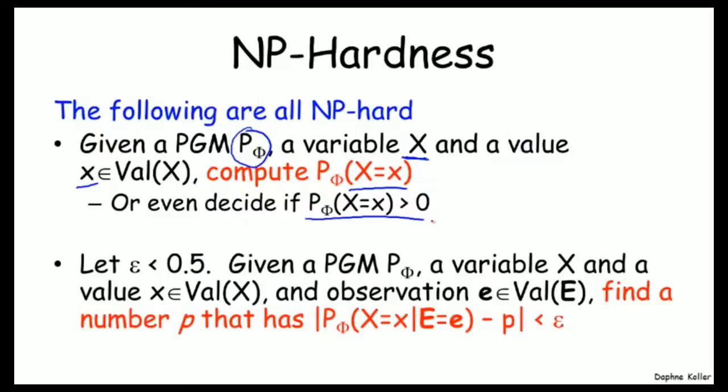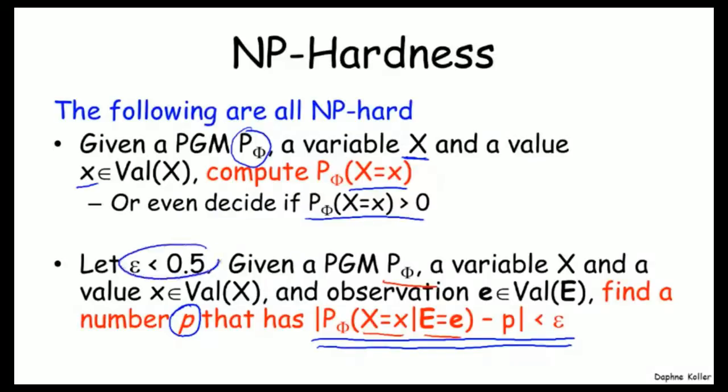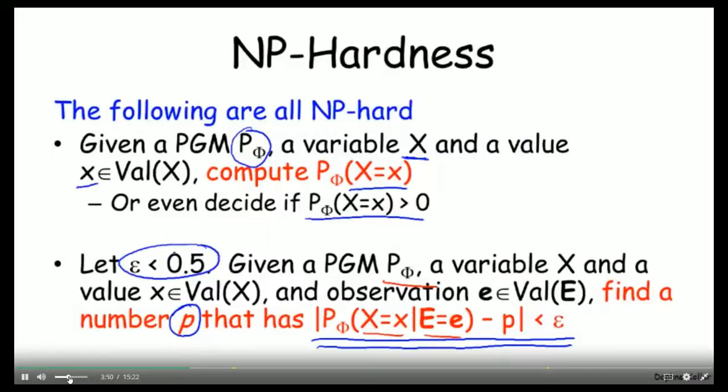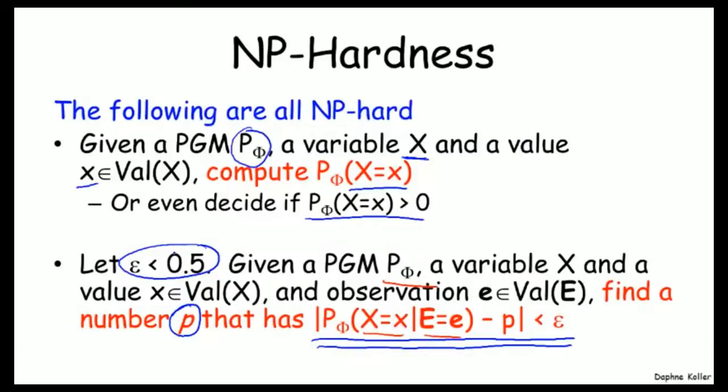This one says that, again, given a PGM, an event X equals little x, and some set of observations, the problem of finding an approximate answer P for which we are guaranteed that this approximate answer is within epsilon of the truth is NP hard. And this is true for any epsilon that's less than 0.5. And note that epsilon equal to 0.5 can be obtained by simply random guessing, or guessing the value equal to 0.5. So any non-trivial approximation for this kind of conditional probability query is also intractable.